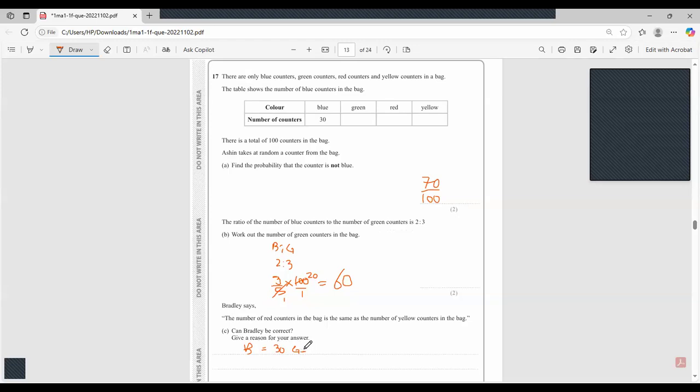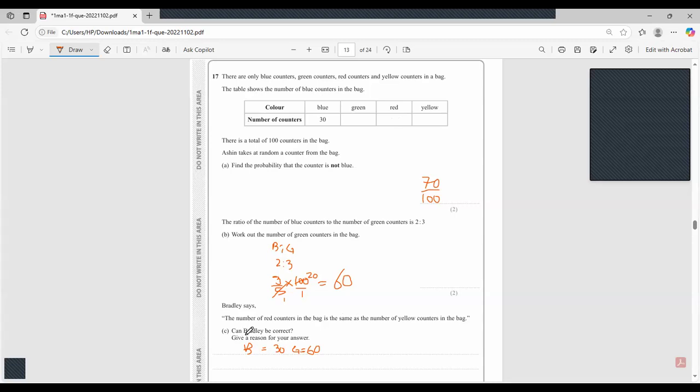Green equals 60. Okay. So how many will be left for the other guys? 30 plus 60 is 90 already, isn't it? Yes. And they said there are 100 counters in the bag. So that means the remainder is 10. Can we share 10 between red and yellow equally? Because it's saying the number of red counters in the bag is the same as the number of yellow counters in the bag. It's possible, isn't it? Yes. If you think about it. So yes.